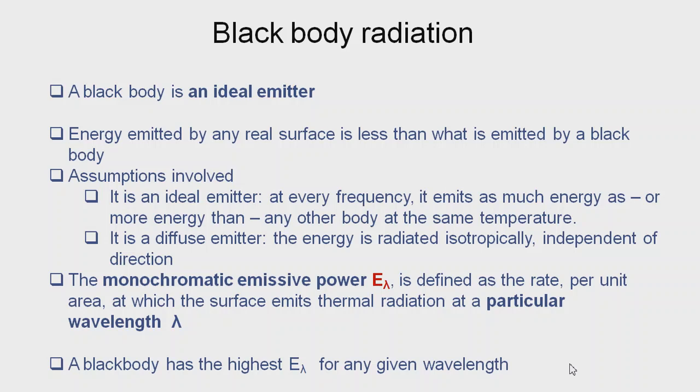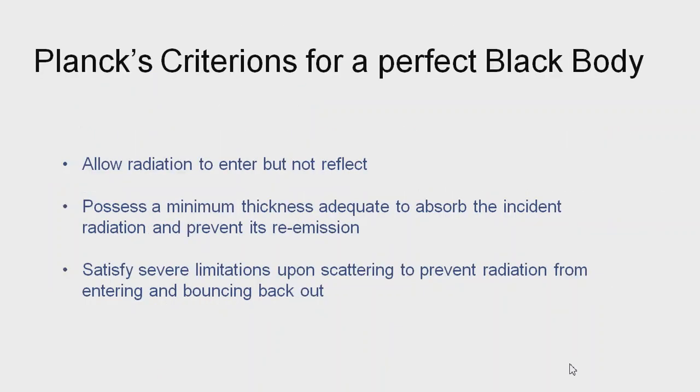Now we will define one more important parameter for radiation heat transfer, and that is called the monochromatic emissive power, E lambda. It is defined as the rate of heat transfer per unit area at which the surface emits thermal radiation at a particular wavelength lambda. A black body has the highest E lambda for any given wavelength. Now there is a criterion for a perfect black body given by Planck.